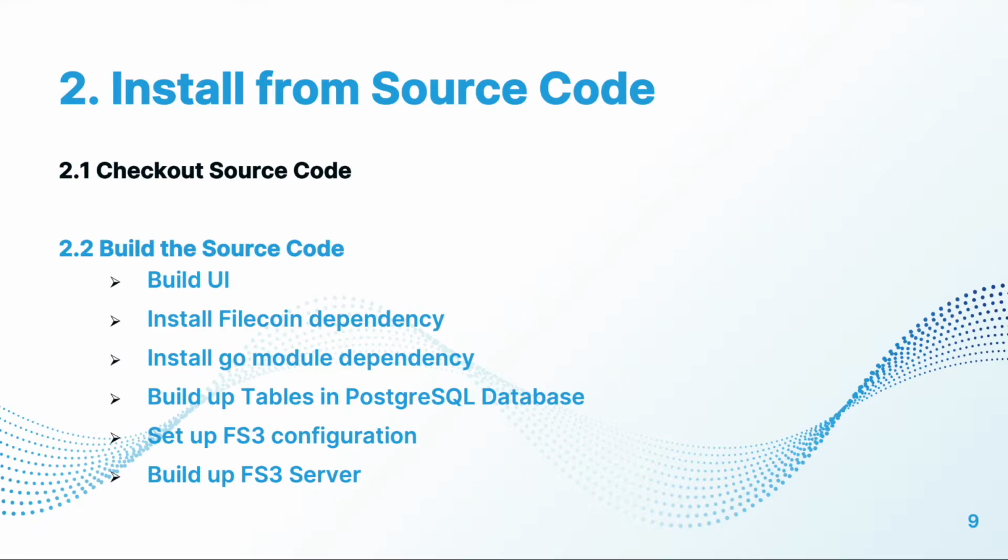Now that checking out source code is complete, let's move to the next part, build source code. Building source code requires several steps. First, build the UI browser. Second, install Filecoin dependency. Third, install Go module dependency. Fourth, build up tables in the PostgreSQL database. Fifth, set up FS3 configuration. And finally, build up the FS3 server by using the make command. Let's go step by step.